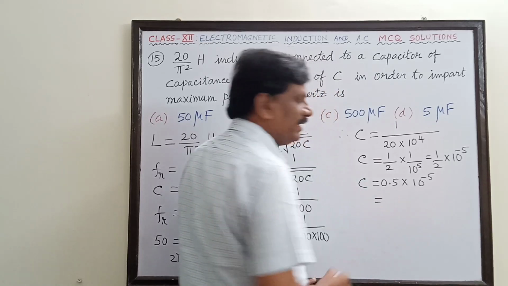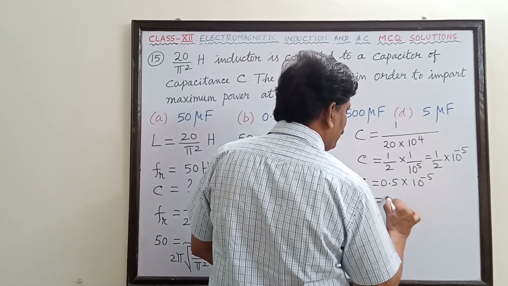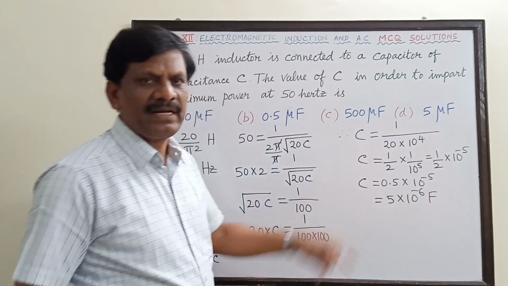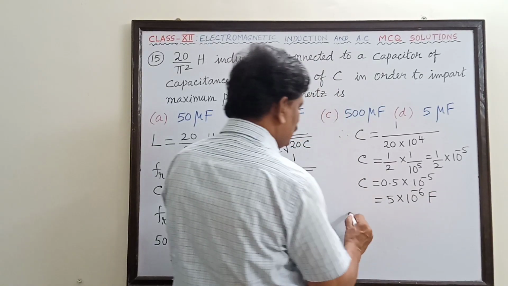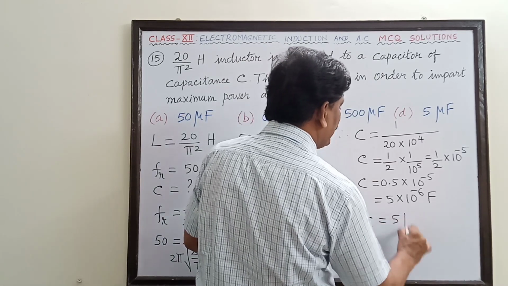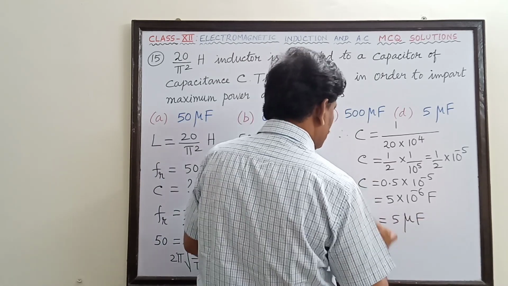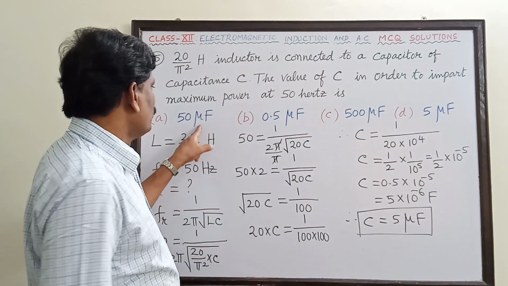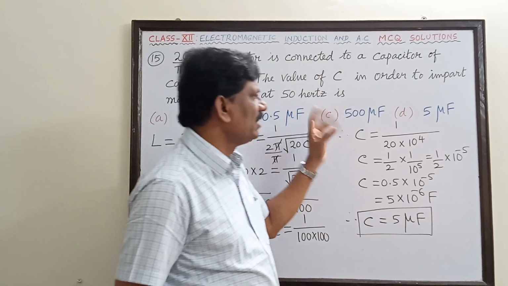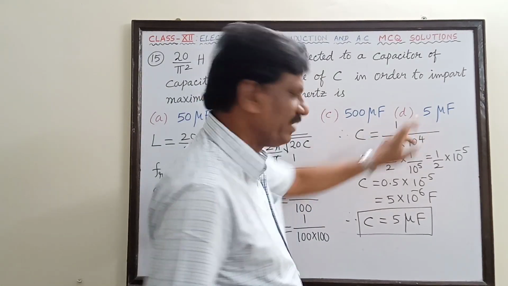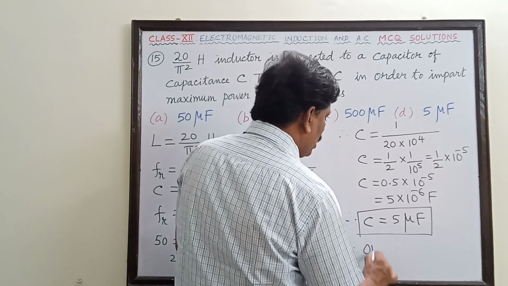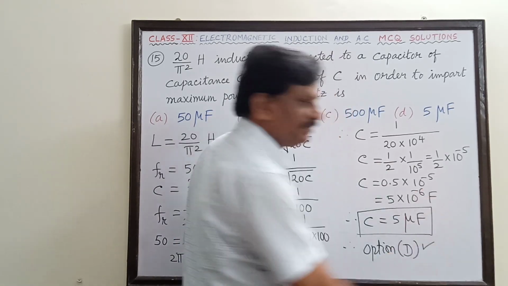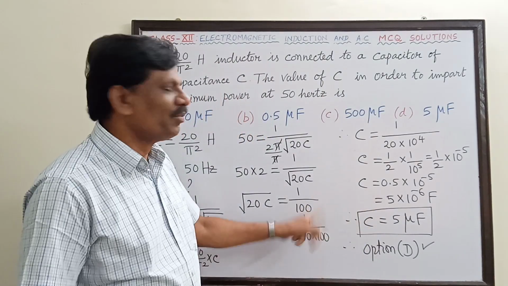This also can be written as what? 5 into 10 power minus 6 farad. 10 power minus 6 farad is equal to what? Microfarad. Therefore, C is now equal to 5 microfarad. So this is the answer. Option D is 5 microfarad, isn't it? Therefore, option D is the correct answer. I hope you must have understood well.